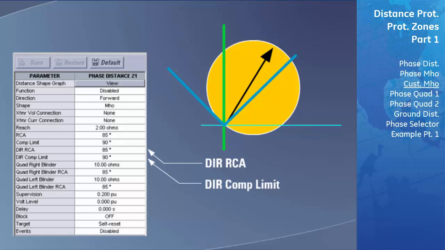The Directional Comparator Limit Angle, which is labeled DIR comparator limit, sets how far away from the Directional Reach Characteristic Angle will be cut off from the MHO circle. This setting is specified as an angle and spreads out the amount of that angle on each side of the Directional Reach Characteristic Angle. Two lines are formed at the angle specified by the Directional Comparator Limit Angle, away from the Directional Reach Characteristic Angle. The areas found below these two lines are no longer part of the MHO circle characteristic. The bottom of the MHO circle is now shaped like an upside-down tent, and that is why this type of shaping of the MHO characteristic is sometimes known as tenting.